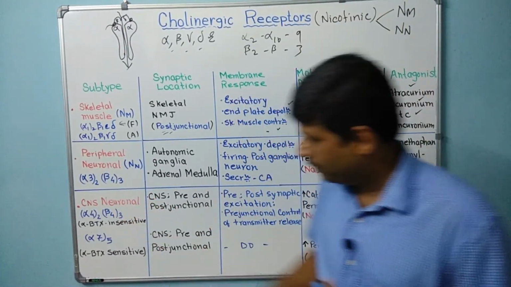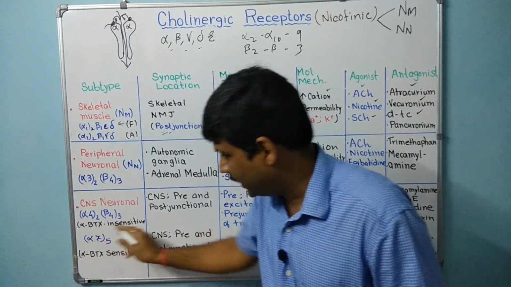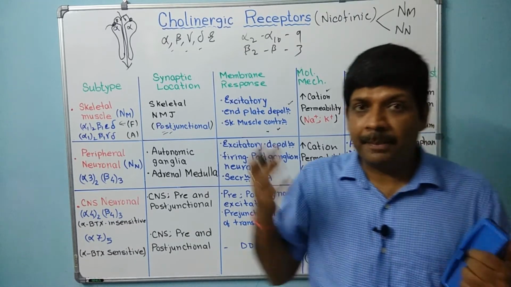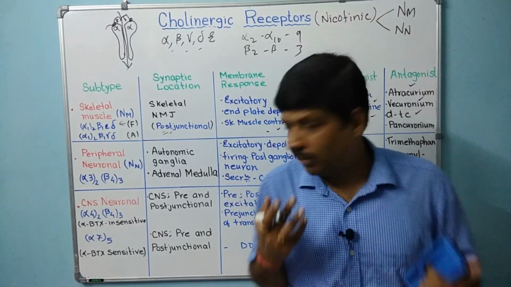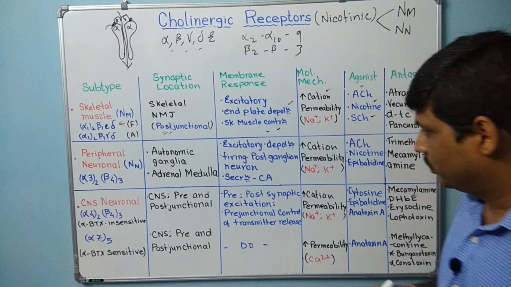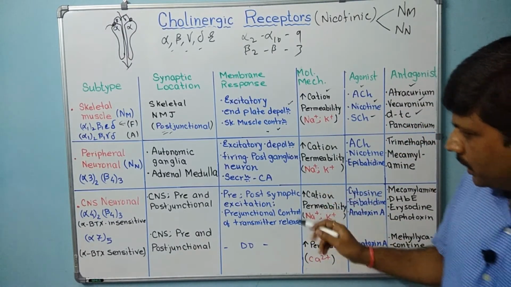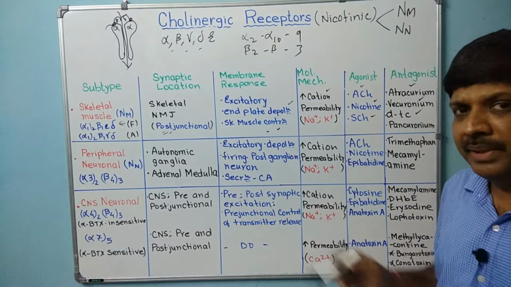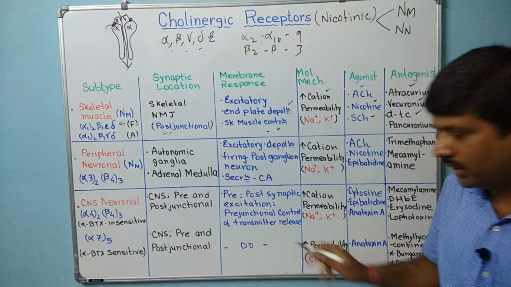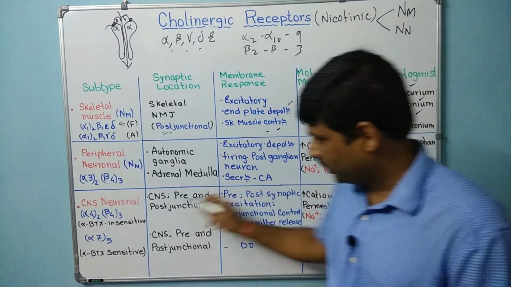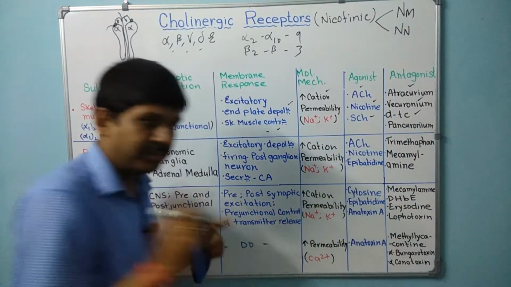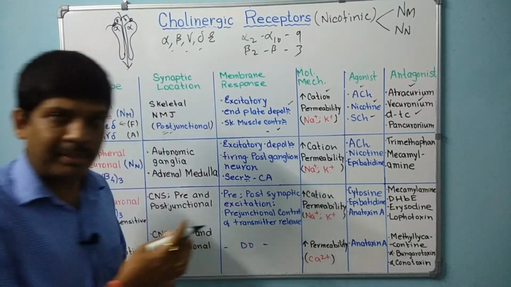Coming to CNS neuronal, there are 2 types, alpha bungarotoxin insensitive and alpha bungarotoxin sensitive. Bungarotoxin is a toxin found in the krait type of snake, and these are present in the CNS pre-junctional, post-junctional, as I told, and perisynaptic also. The membrane response can be the excitation of pre and post synaptic. Then it controls the release of pre-junctional transmitter. And the first type, that is the alpha bungarotoxin insensitive, acts by increasing the cationic permeability of sodium type, whereas this is for calcium type.